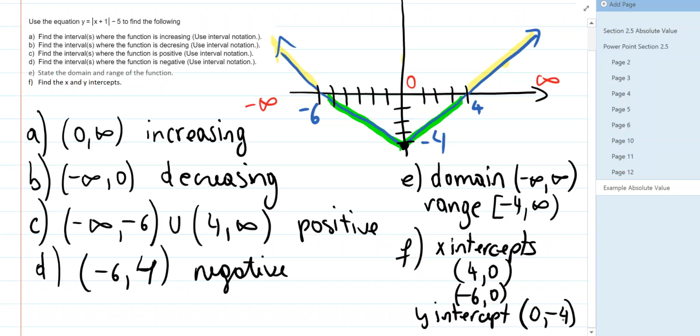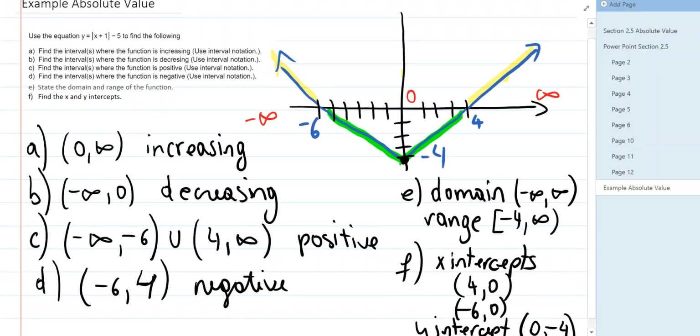So we basically have to graph the function using our calculator and then just look at the graph, inspect the graph, and answer these questions. All right.